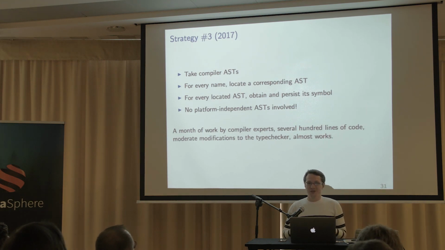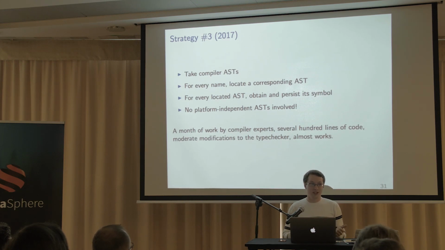So the deal here is that, again, we start with compiler ASTs because that's the best that we have. And then for every name in that AST, for every name in the compilation unit, we use positions to obtain a corresponding AST in the compiler. Naturally, the compiler ASTs, after type checking, are desugared and really screwed up, but we don't care. We just use positions and hope for the best.